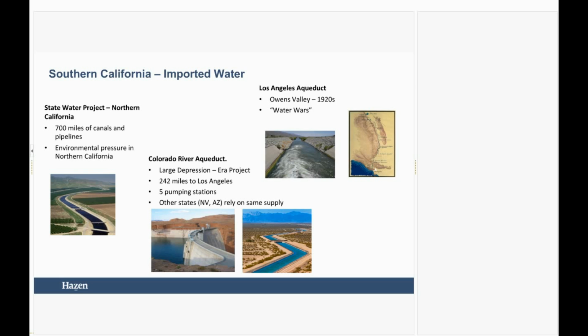And that alone wasn't enough. In the 1970s, more water was taken from Northern California, around the San Francisco area, with 700 miles of canals and pipelines bringing it down to the Los Angeles area. So a lot of imported water is brought into that system.